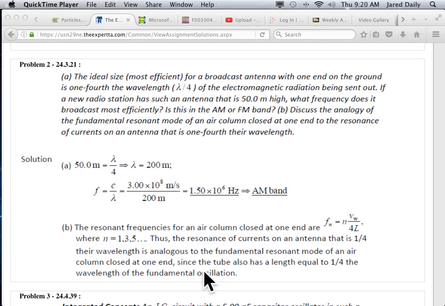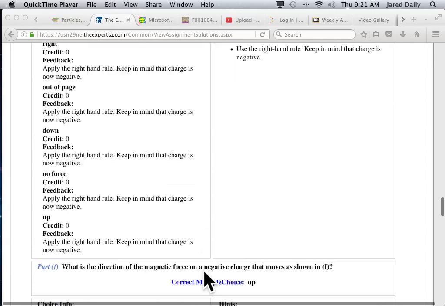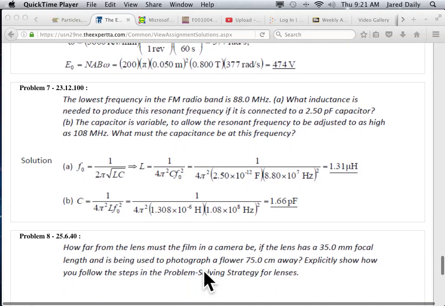There's the solution for it. Problem 7 is the other one she wanted to do here. The lowest frequency in the FM radio band is 88 megahertz. What inductance is needed to produce this resonant frequency if it's connected to a 2.5 picofarad capacitor? So this is a natural frequency or resonance frequency problem.